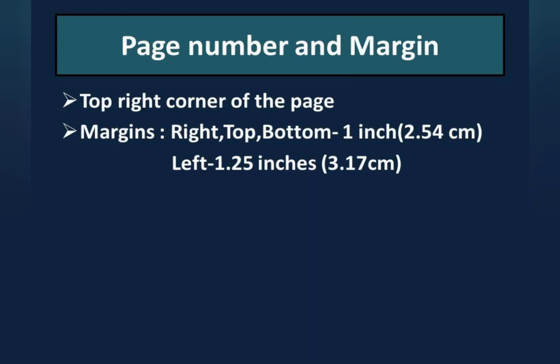Focusing on page number and margin, we can place the page number at the top right corner of the page. About the margins, for the right side, top part and bottom part of the page, we have to follow a 1 inch margin. If it is converted into centimeters, 1 inch is equal to 2.54 centimeters, and on the left side you can follow 1.25 inches, that is 3.17 centimeters. On the left side, extra space is needed if the papers are to be bound into a book. The size of the paper used for the project is A4, and it should be of good quality.